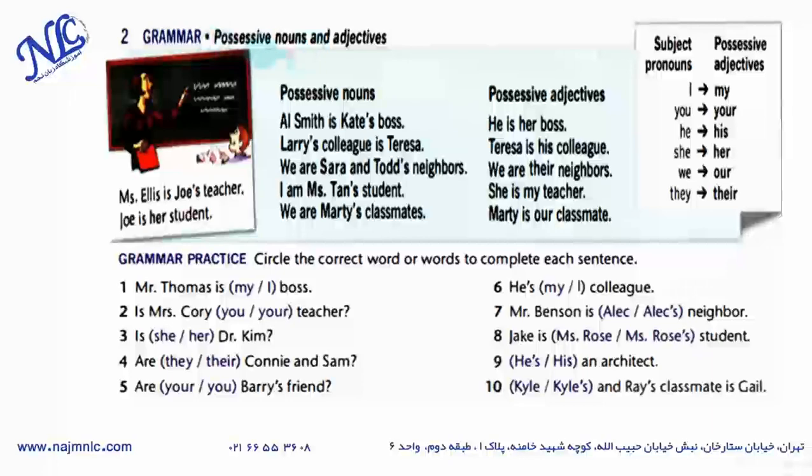Here we have possessive nouns and adjectives. What are possessive nouns? Here, as you can see, we have some examples. Possessive nouns are those nouns that carry apostrophe S. Look.